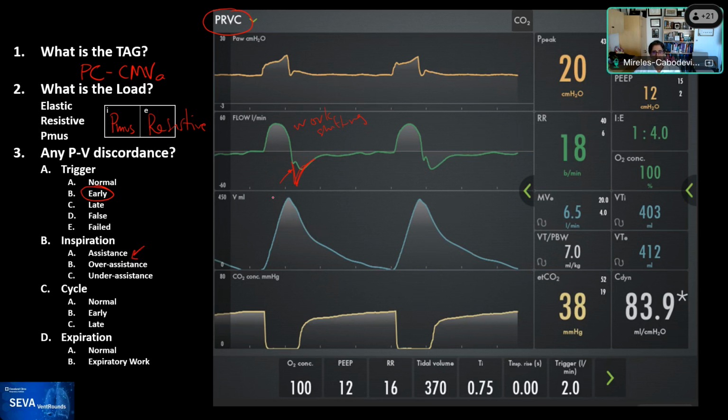So there's a question. It says, doesn't the early delayed rise in airway pressure with an upward slope suggest...? Yes, absolutely, Steve. So there are aberrations on the pressure waveform that can suggest that there's PMUS. It's not necessarily inadequate inspiratory flow.